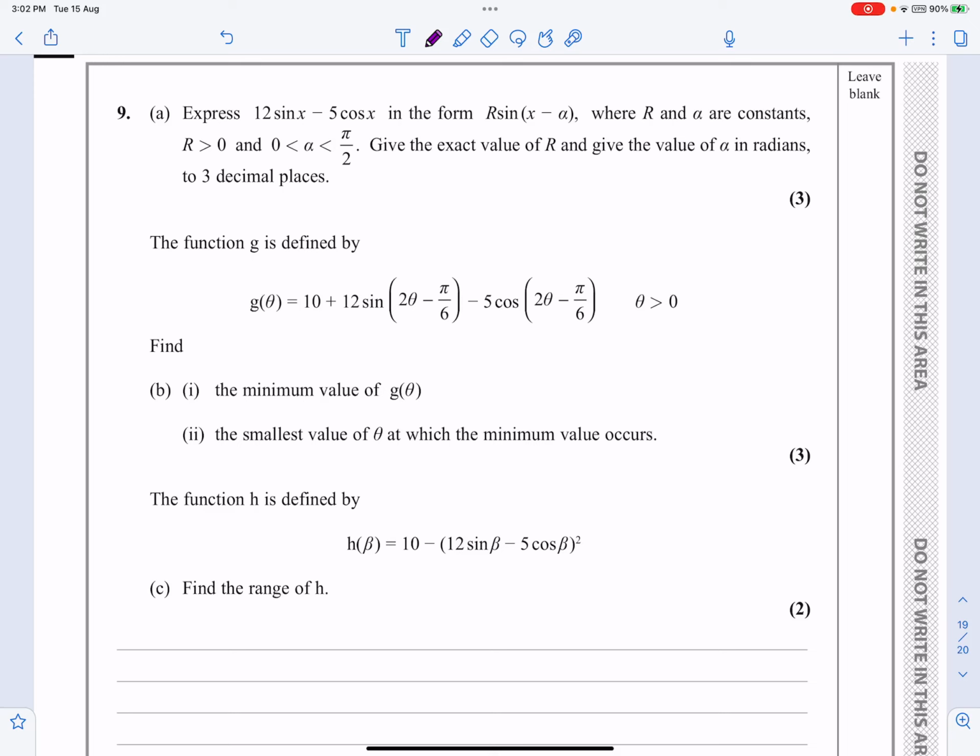Okay, this is the P3 paper from June 2021. It's question number 9, which is the last question on the paper. And if you look at this, you can see this is work on trigonometry. It's the trig addition formulae. We're in particular going to be doing these simplifying a cos x plus or minus b sin x.